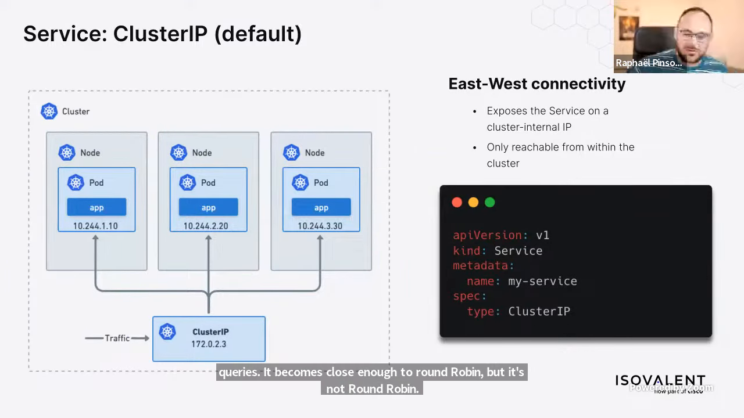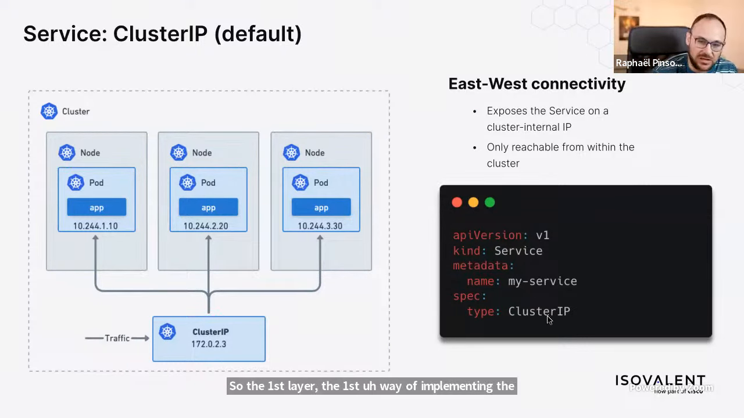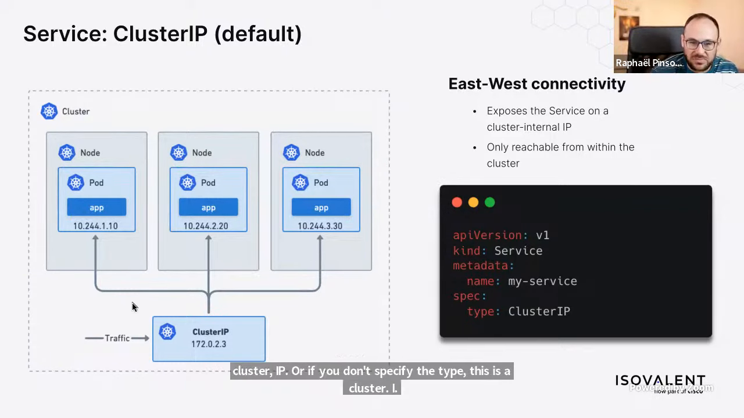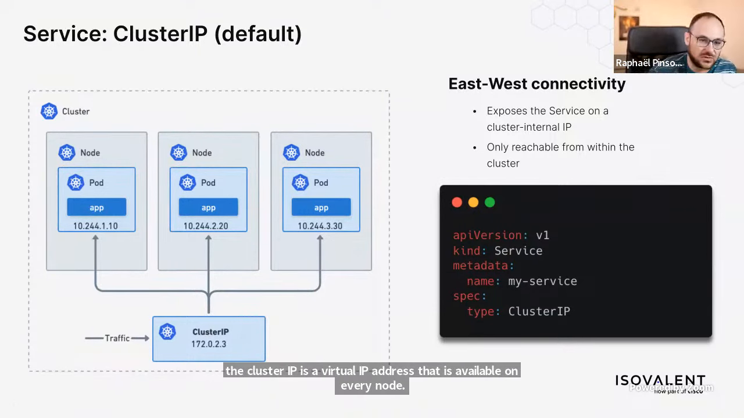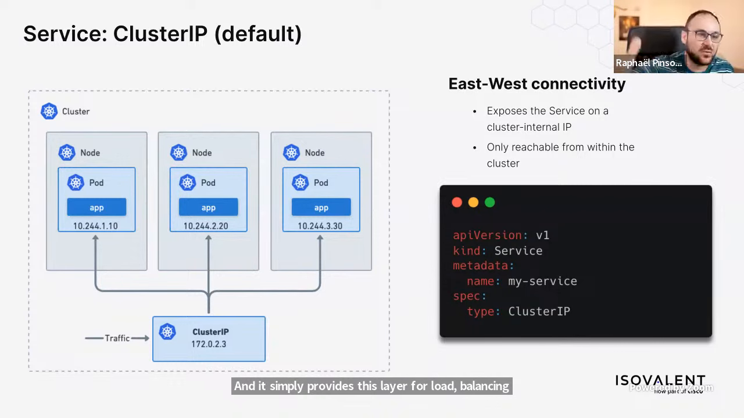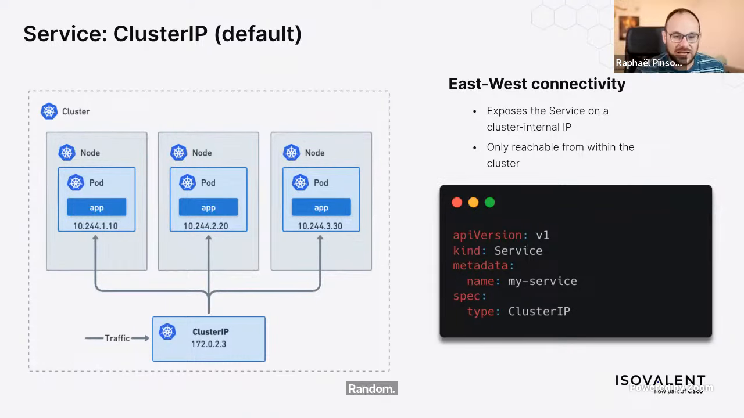So the first way of implementing the service is called cluster IP, and this is the default. So type cluster IP, or if you don't specify the type, this is a cluster IP. And the cluster IP is a virtual IP address that is available on every node, and it simply provides this layer 4 load balancing. So when you access the address, it will redirect to one of the pods in the backend. This is simply it. Layer 4 load balancing, random to any of the pods that are ready behind the cluster IP.